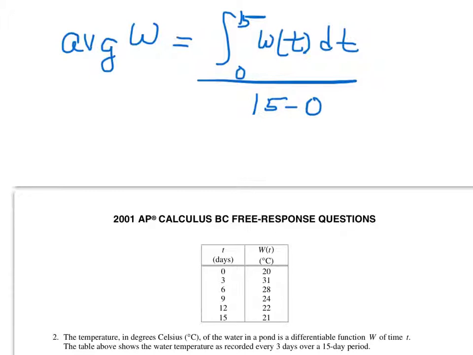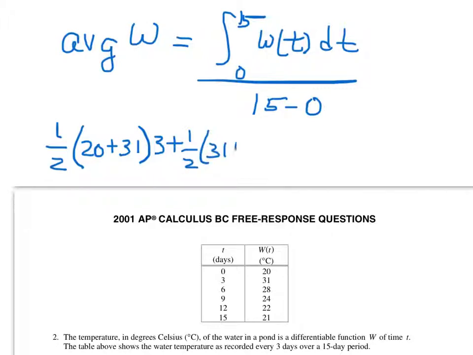And to collect that area, we're going to use trapezoids. I think that was the prescribed method. So our first trapezoid will have a height of 3, and those are its 2 bases, 20 and 31. So the first trapezoid will be 1/2 the sum of the bases times the height. Our next trapezoid would also be 1/2 the sum of the bases times the height.